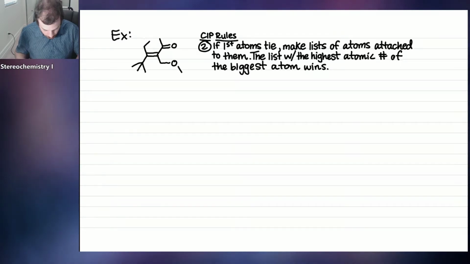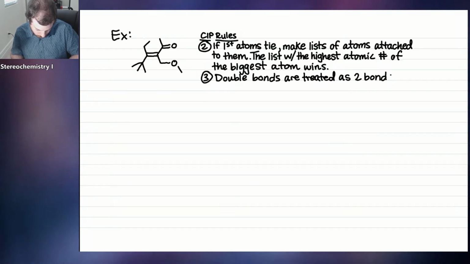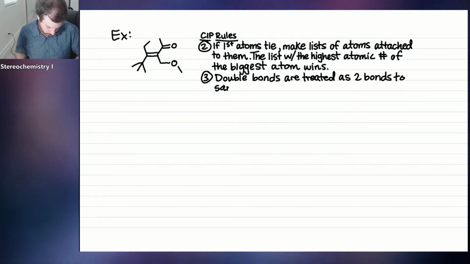And one more rule to keep in mind, double bonds are treated as 2 bonds to the same atom. All right, so let's apply these rules to this example.